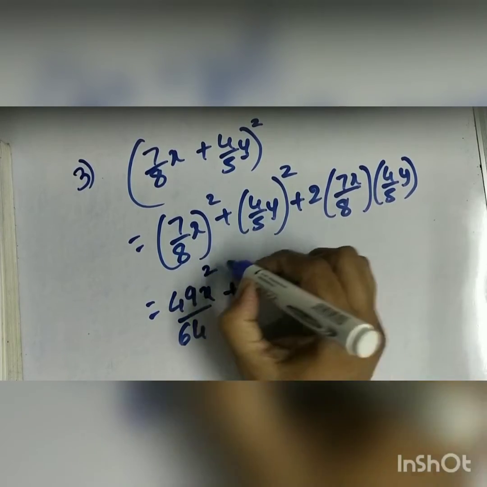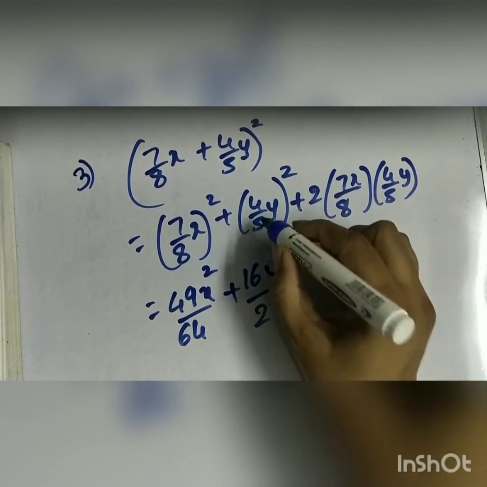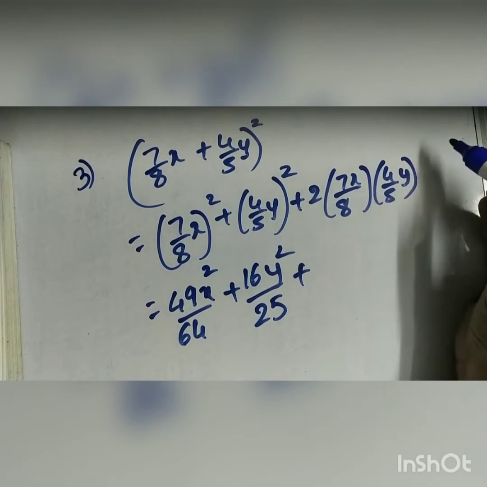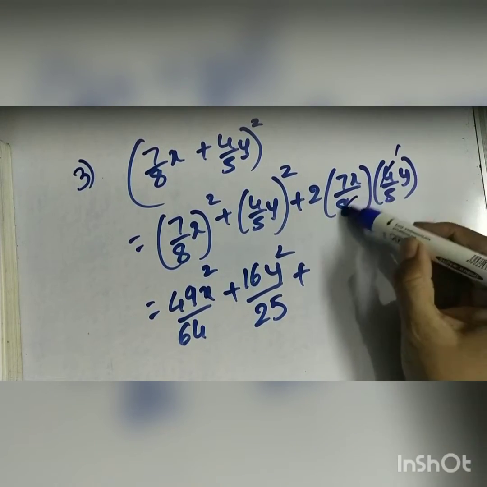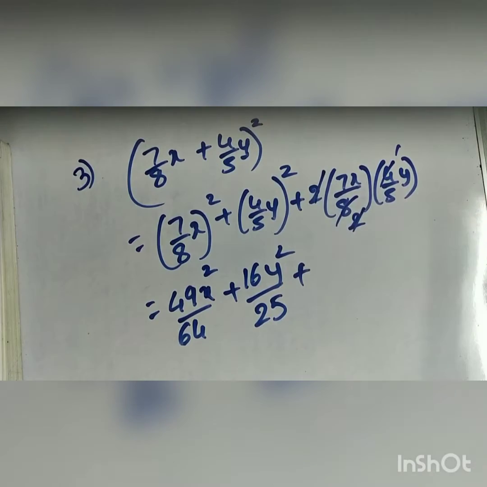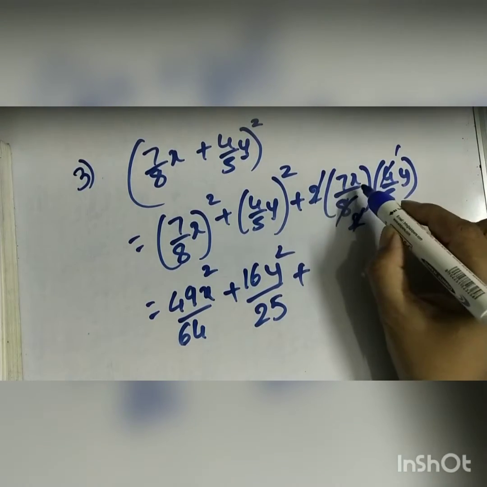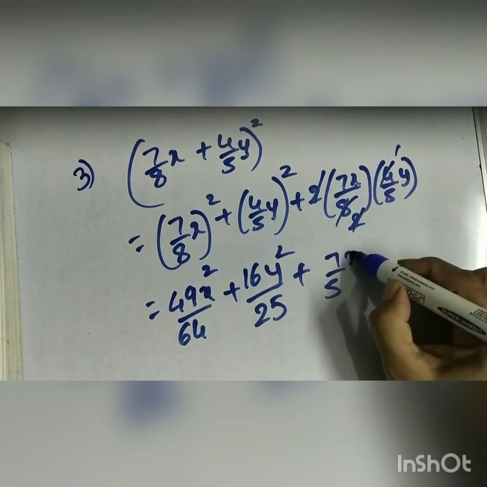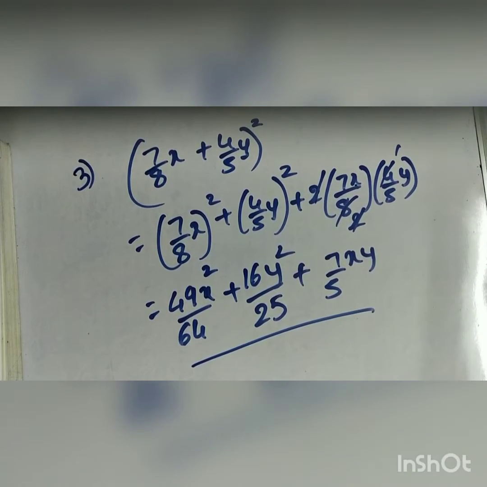Sorry, here we have to keep x square, y square. Here 5 square is 25. So here some cancellations happen. 4 1s are 4, 2 2s are 4, 2 gets cancelled. What remains is 7 by 5 and x into y, xy. So this is the final answer.